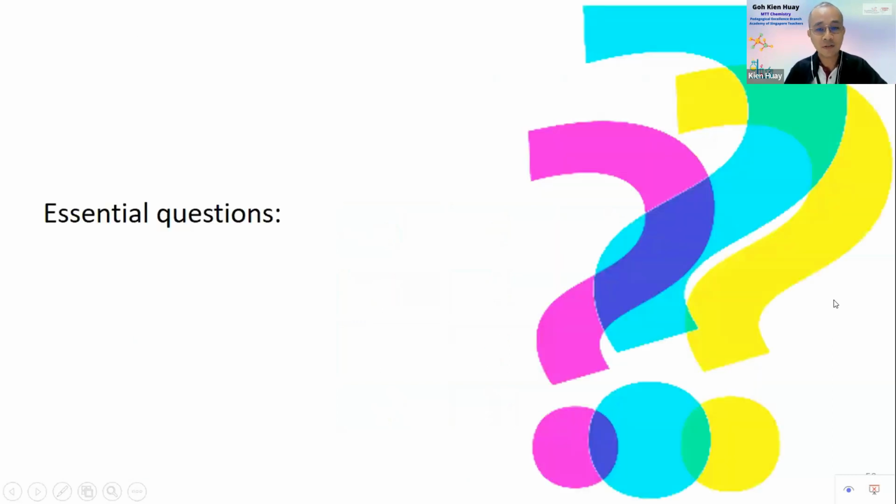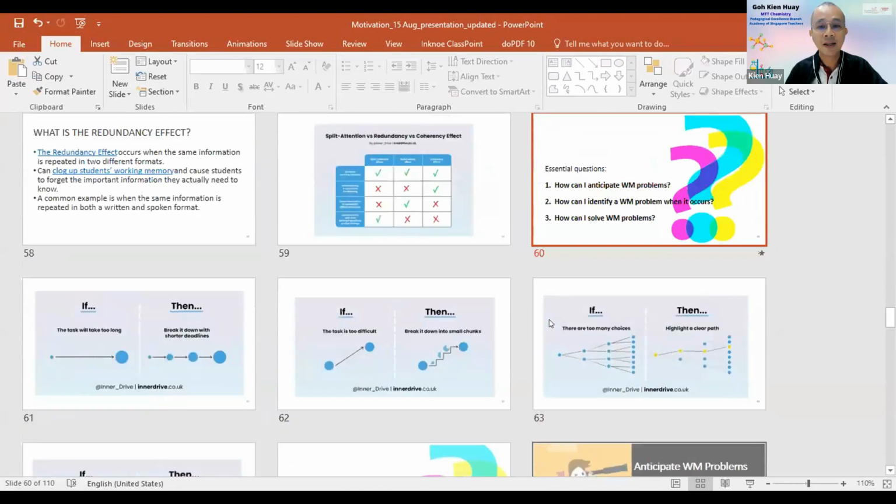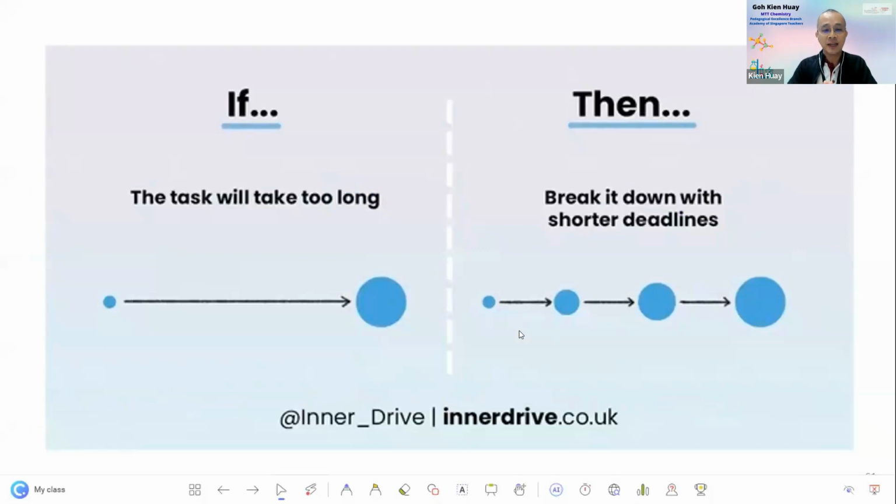So this part, I think I've gone through. This is the one that I want to share with you. The other cognitive load that our students may be experiencing is that the task is taking too long. For example, they have 10 steps to follow before they can even reach the steps that you want them to do. Then one way is we break it down with shorter deadlines or shorter milestones for them to check.